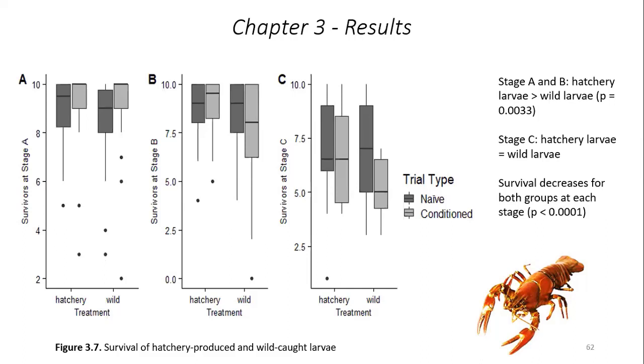I also saw that for both groups, survival significantly decreased at each stage. So more of them are being eaten by the predators over time, until stage C, when they both have similarly low survival rates.